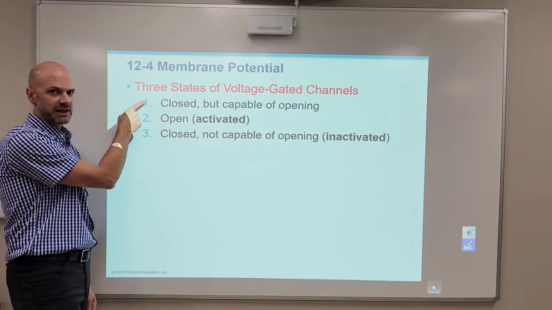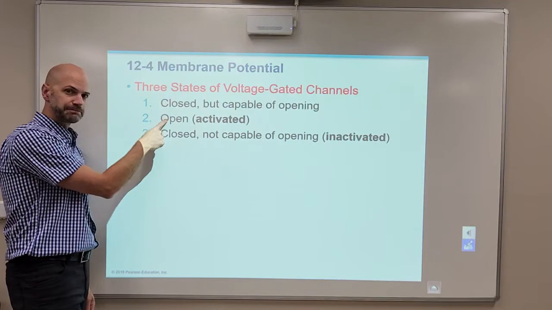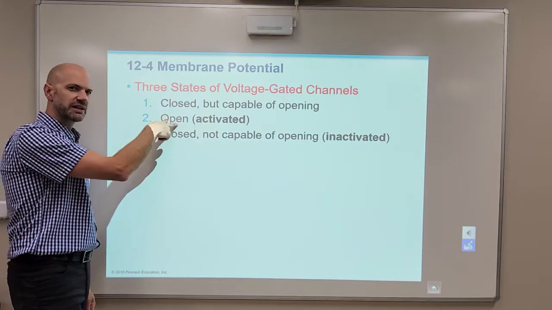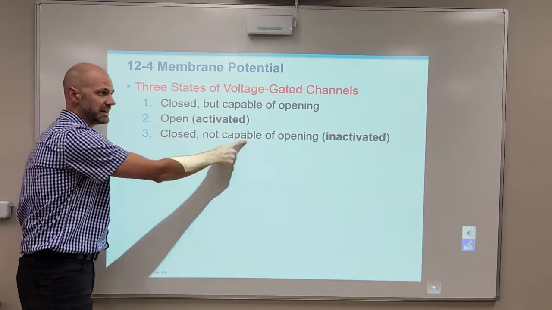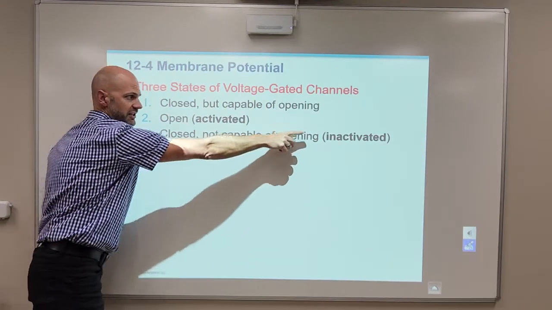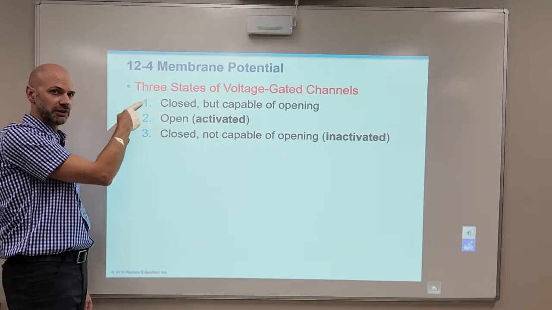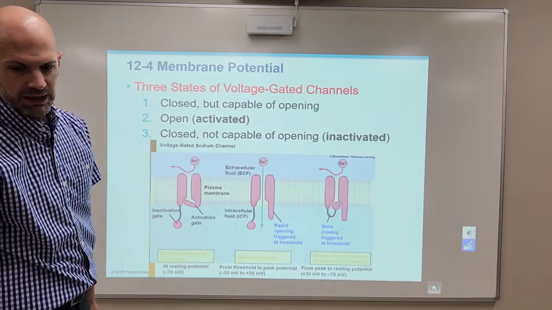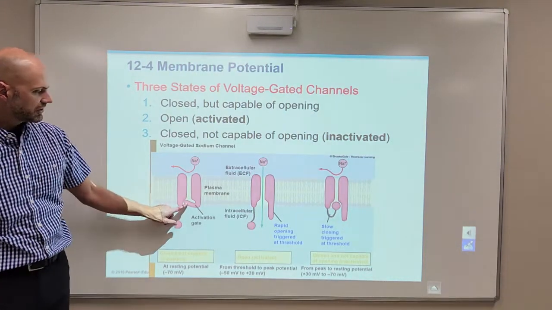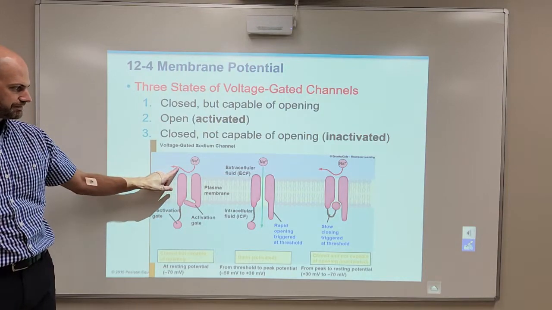So we start here at rest. We have a change in voltage and it will open, and then we have a closed gate, a closed signal, which will get us closed and inactivated. And eventually that inactivation goes away and we just go back to regular closed, and we can start the procedure again. So here we are, the gate is closed, we're at resting potential. Sodium cannot pass through.